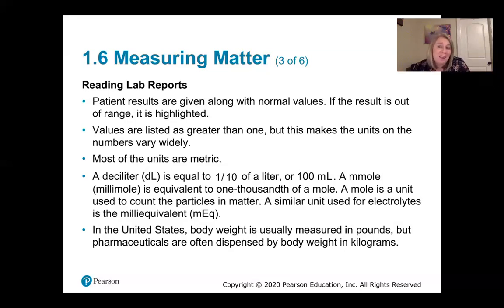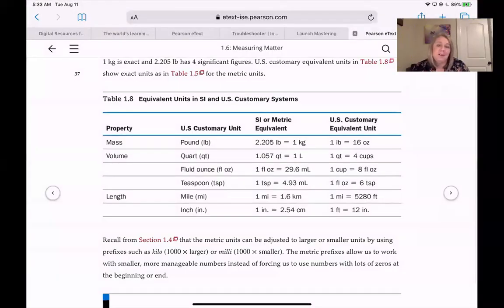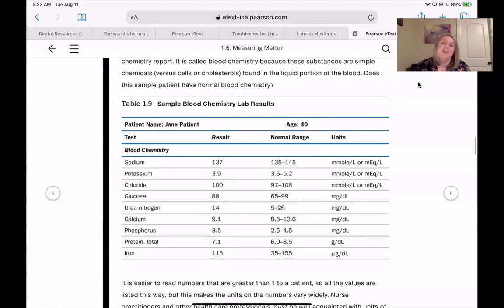So it's kind of hard for patients to look at their results. And so what they do to make it easier on the patient is that all the results are listed to where their values are greater than 1. But what happens is it makes the units vary widely. So I want to show you, your textbook has a nice one. So here, let's see, where is it? Here we go. Here's our sample blood chemistry. Right? So the result, this is the patient's result. All these results, do you see how they're all greater than 1? It's easy for most people to look at numbers that are greater than 1 than numbers that are less than 1. So what they've done is they've changed the units to make the values greater than 1.